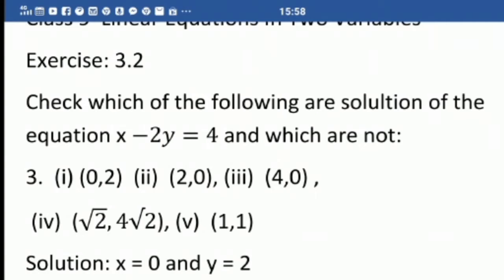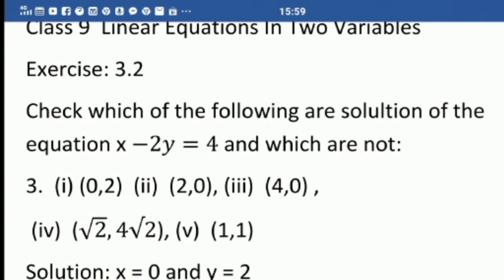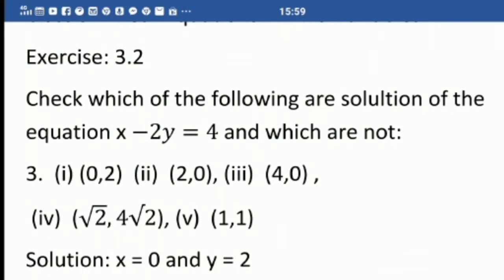First one, x is equal to 0 and y is equal to 2. Second one, x is equal to 2 and y is equal to 0. Third one, x is equal to 4 and y is equal to 0. Fourth one, x is equal to root 2 and y is equal to 4 root 2. Fifth one, x is equal to 1 and y is equal to 1.